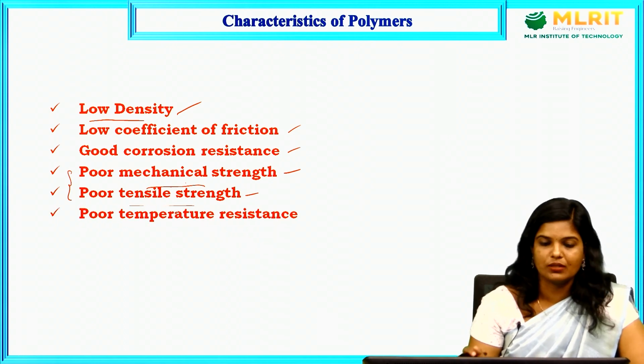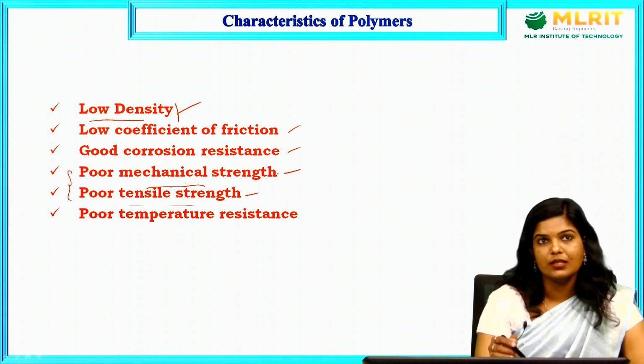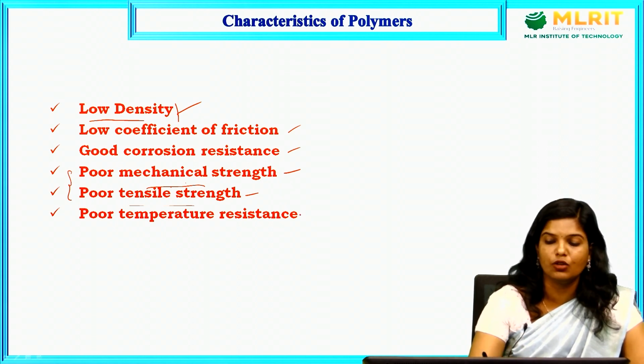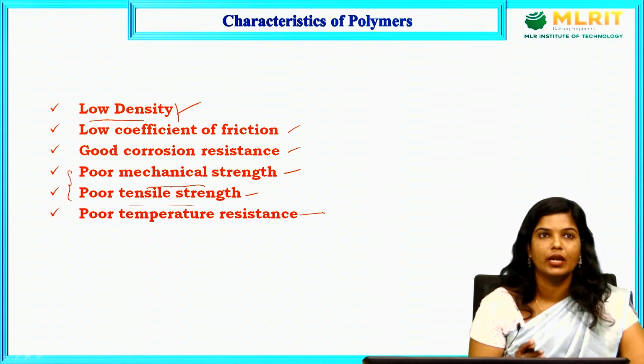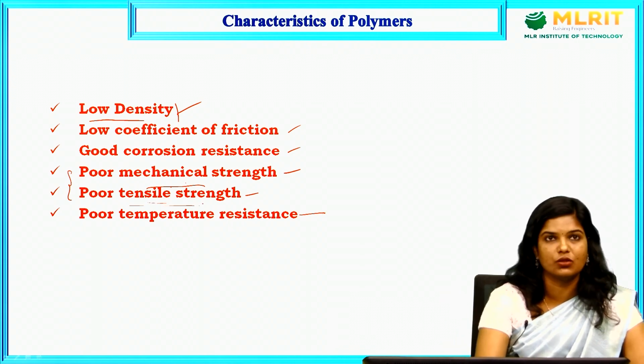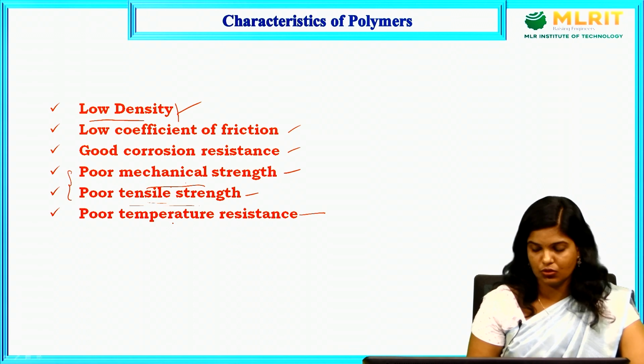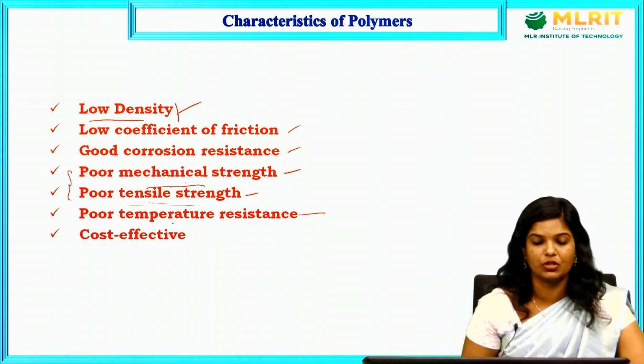Poor temperature resistance, yeah. Since density is low, mechanical strength is less and tensile strength is less. Now what happens? We cannot take it to higher temperatures. It can withstand only a limited range of temperatures, because more heat means it will start breaking very soon. Since mechanical strength and tensile strength are less, if we give higher temperature, it will start breaking. So it will have poor temperature resistance.